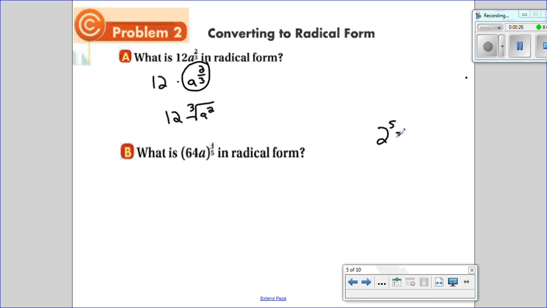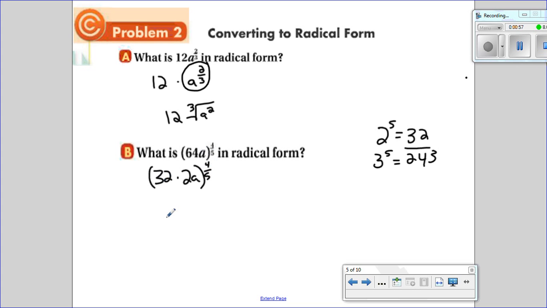2 to the 5th is 32. 3 to the 5th is 243. So there's no way to get 64. So how can we break that up so that we can get 32? Here's what we're going to do. We're going to factor it down to 32, and that is going to be times 2a. So that actually equals the same thing as 64a to the 4/5.